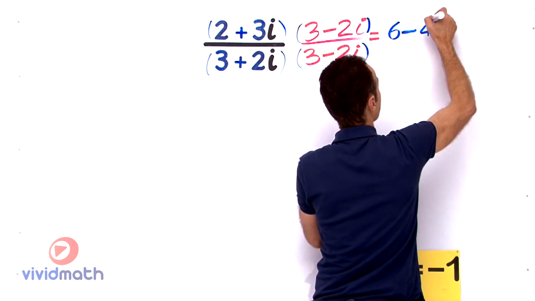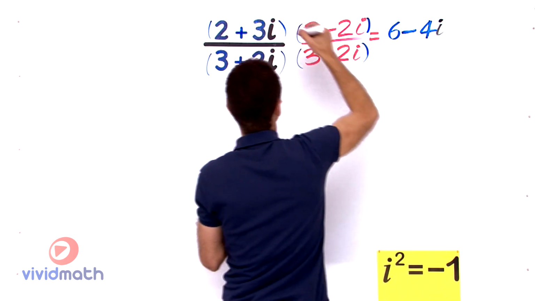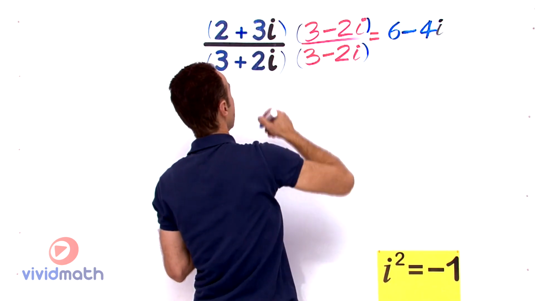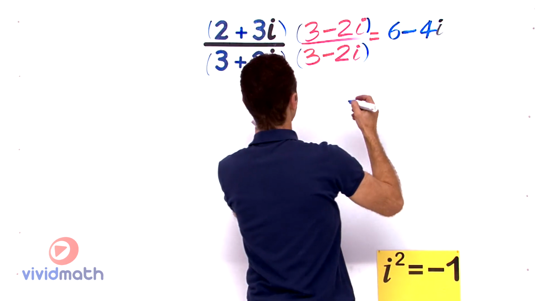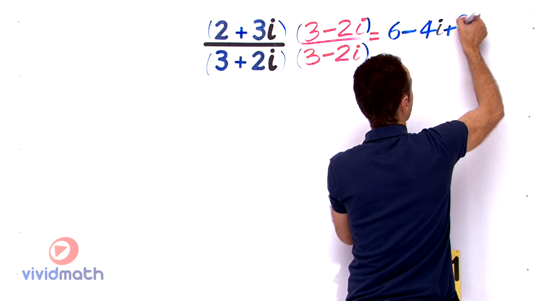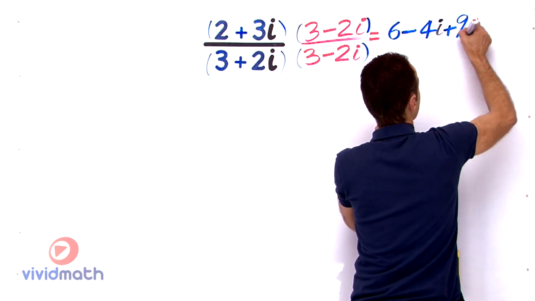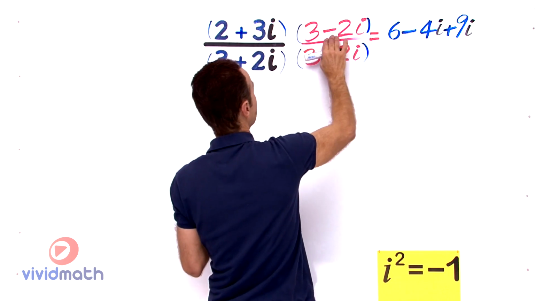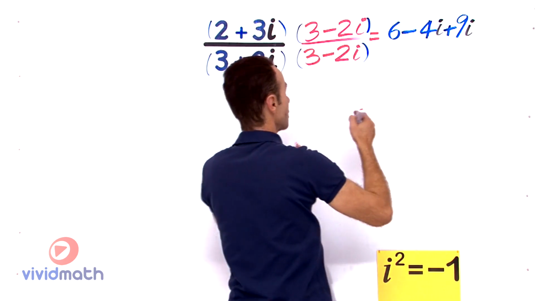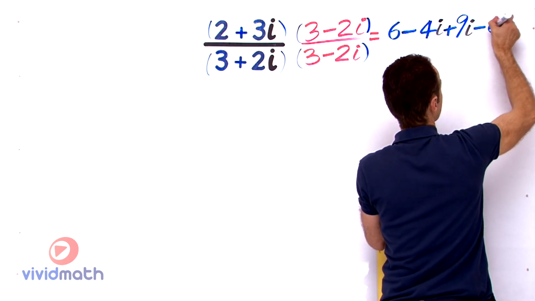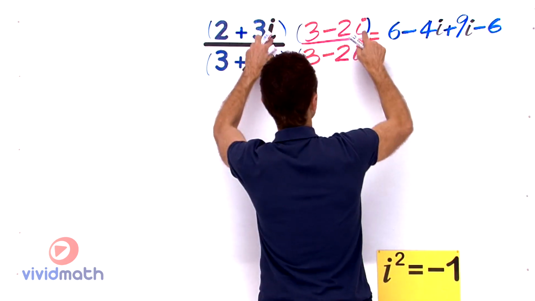Let me fix that up here. We've got minus 4i. 2 3s are 6 minus 4i. And then we got 3 times 3, which is 9i. So that's a plus 9i. And then finally, we have 3i positive, negative 2i. 2 3s are 6, so that's minus 6i squared.